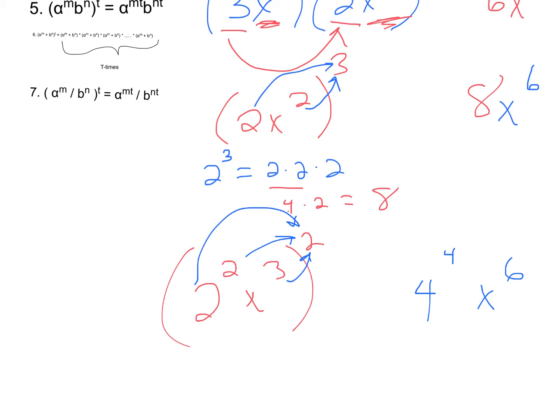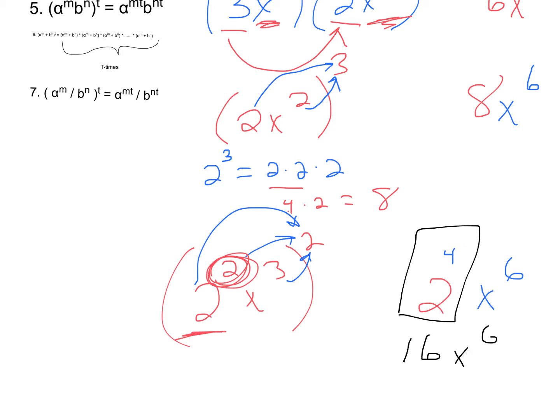Anytime the base has an exponent, like this one did, we're going to ignore this. We're going to just do it like this. So we have 2 to the fourth. So let's evaluate this now. 2 to the fourth is 16, x to the sixth. So be careful.